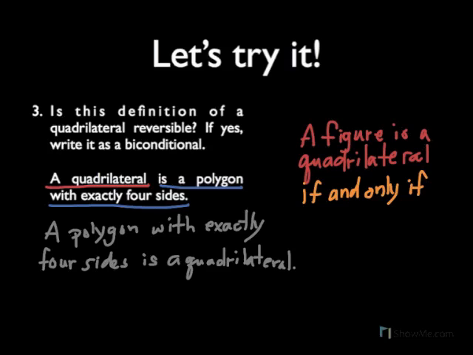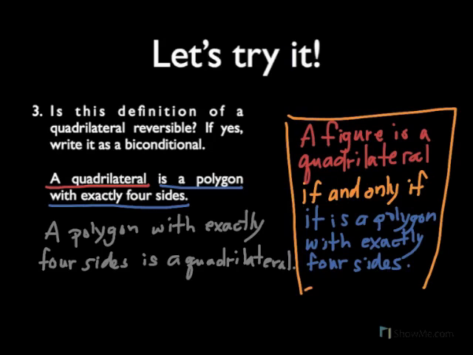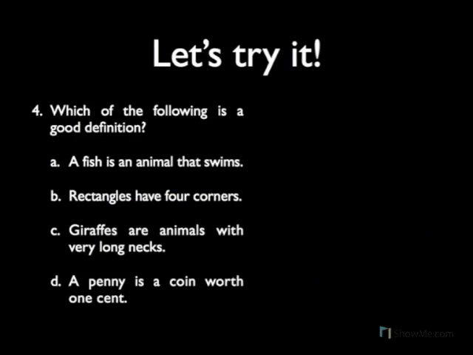We need to write that as a sentence. So how about it is a polygon with exactly 4 sides? And there we have our biconditional statement. We could write this because our original definition was a good definition. It uses clearly defined terms. It is precise and it is reversible. Sometimes the easiest way to determine if something is a good definition or not is to see if there's a counterexample. So let's see if we can identify which of these 4 examples are good definitions.